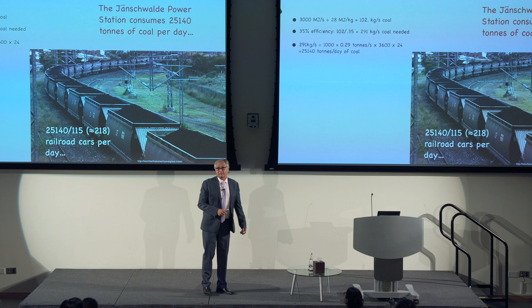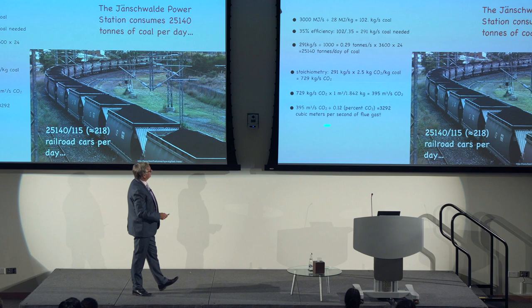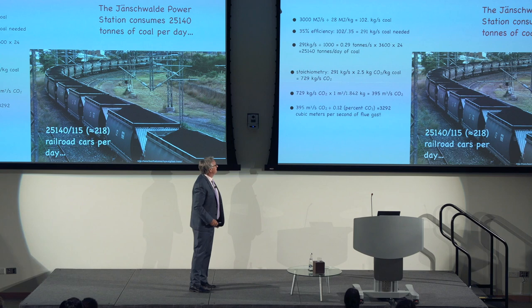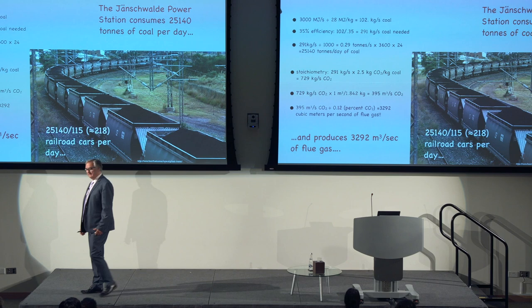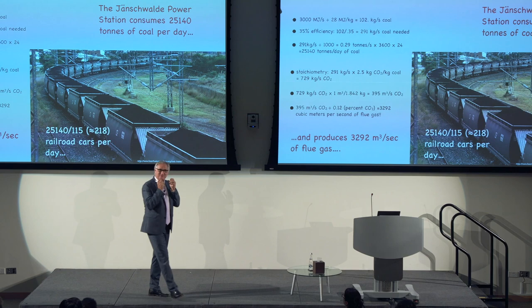Well, again, we can do some chemistry calculations. The details aren't very important. The stoichiometry tells us how much CO2 is produced. There's some conversion factors. And we wind up with 3,292 cubic meters per second of flue gas coming from this power plant. 3,000 cubic meters per second is also a difficult number to get our head around.